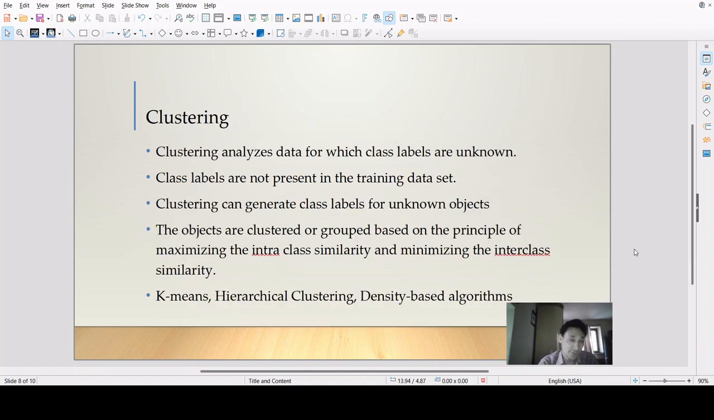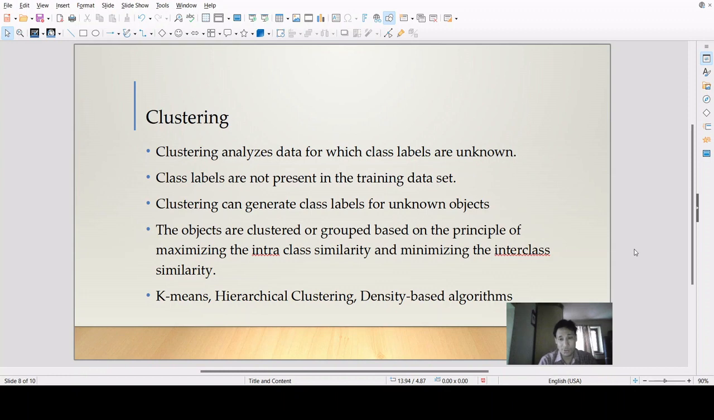Clustering is another function of data mining and is similar to classification, but it is different. Clustering analyzes data for which class labels are unknown. In the case of classification, class labels are initially given. In the training data set, records are given, and which class those records belong to is also specified. The names of the classes exist in the training data sets. So classification is basically termed as supervised learning.